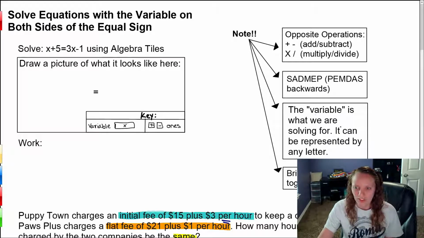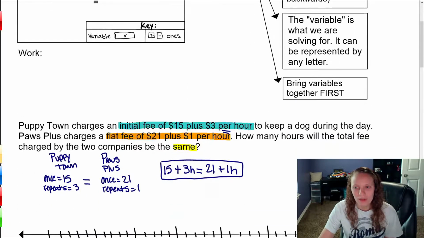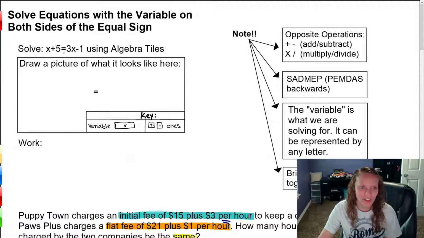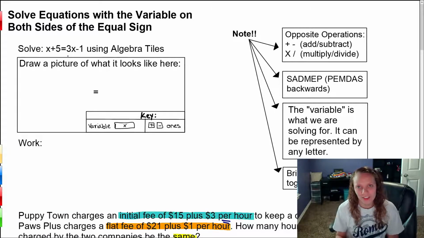Variable is what we're solving for. It can be represented by any letter. It does not just have to be X. And then we're going to make sure that we bring variables together first. Okay, so we're going to be looking at equations that have a letter on both sides of the equal sign, and our goal is to figure out what does, in this case, X equal, and we've got to get all the X's on one side together.